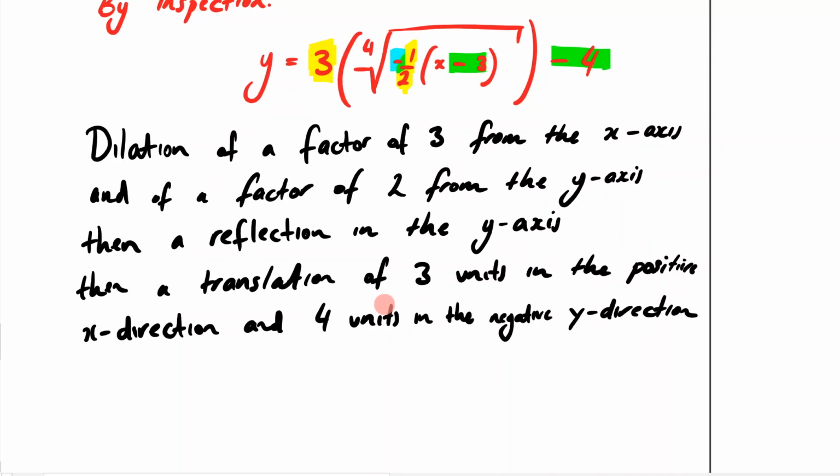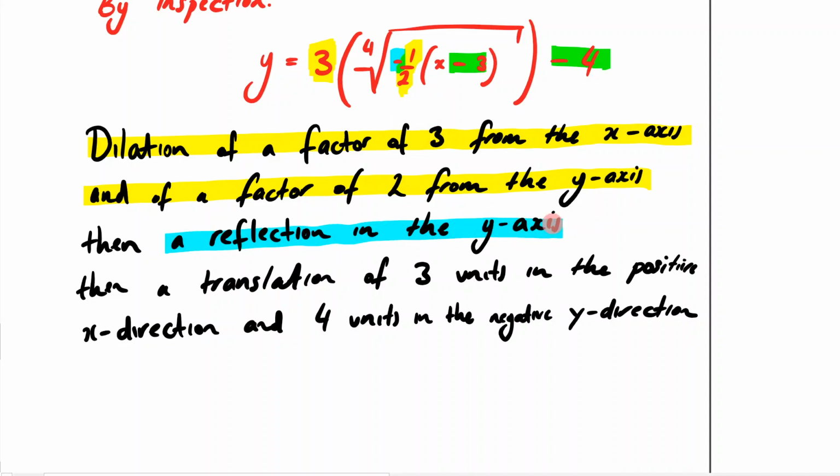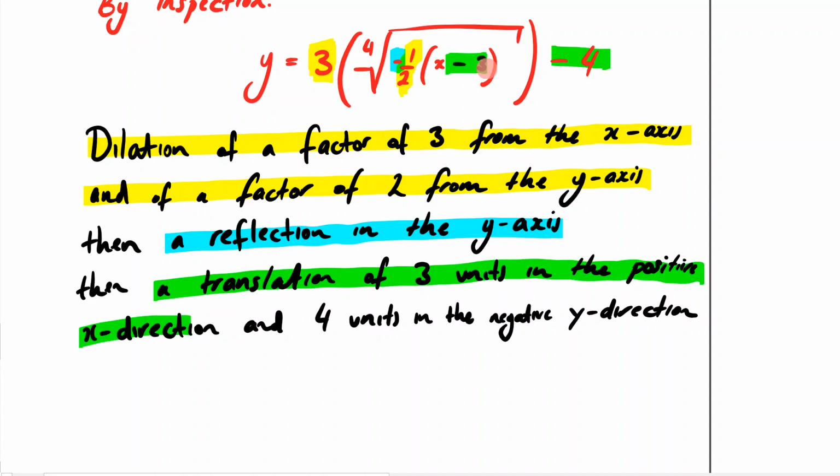Okay, so let's just kind of reflect on what we've just done. That pun was not intended. So we've got a dilation of a factor of 3 from the x-axis, which we read from here, and a factor of 2 from the y-axis, which we read from there. Then after that, we had a reflection in the y-axis. So we've got this reflection in the y-axis. Then we had a translation of 3 units in the positive x direction, which we read from that minus 3, and then 4 units in the negative y direction, which we read from that minus 4 there. And we're done.